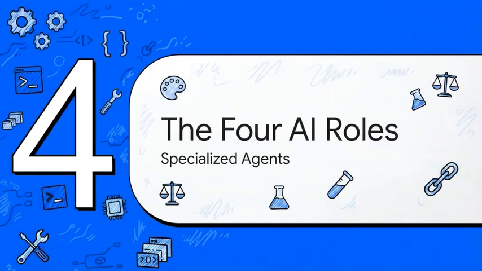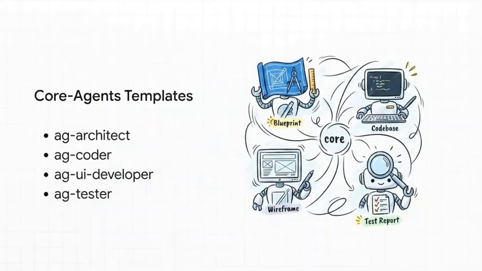All right, let's hit Section 4, the 4 AI roles. When you install that Core Agents bundle, you aren't just getting one generic AI assistant. You are scaffolding an entire production-ready AI team. The bundle gives you 4 highly distinct templates: the Ag Architect, the Ag Coder, the Ag UI Developer, and the Ag Tester. By breaking the whole development process down into these specialized roles, Skill makes sure the AI stays hyper-focused on just one task at a time.